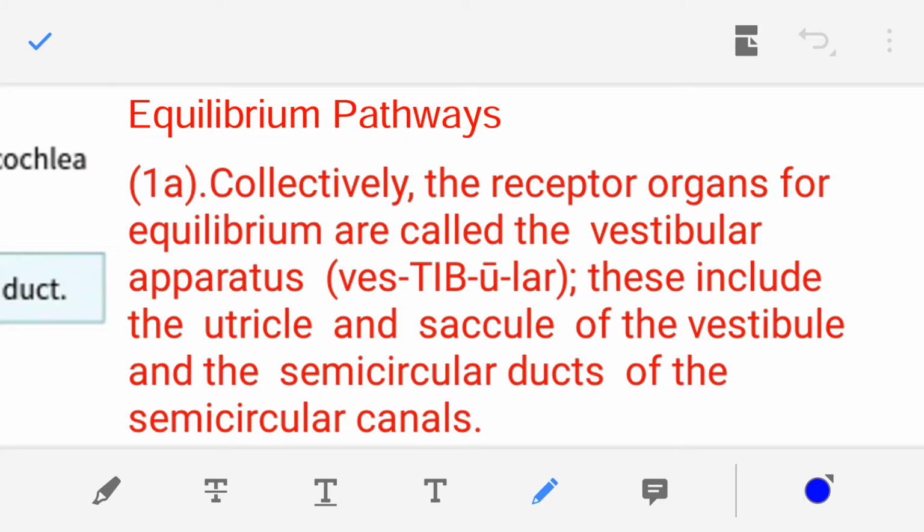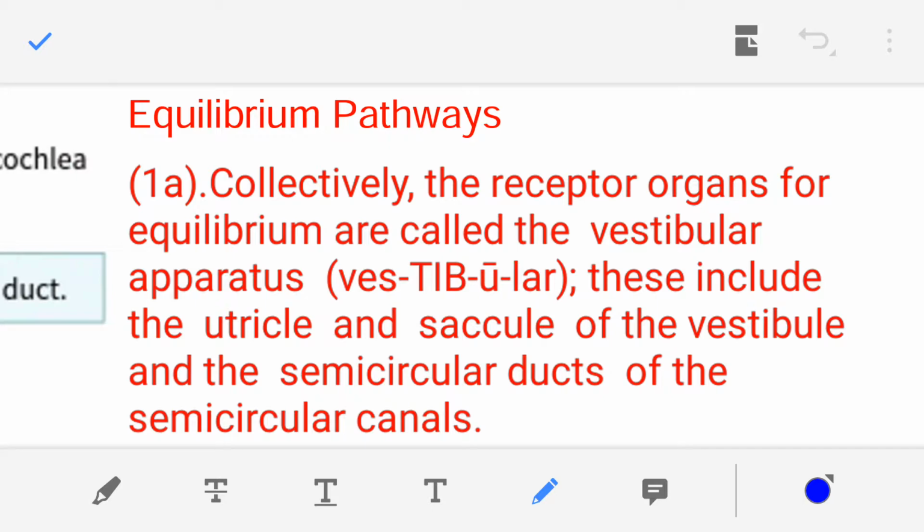I welcome you to the presentation lecture on equilibrium pathways. Now, in this lecture, we are going to discuss the equilibrium process. Equilibrium means the balancing process of our body, how we are balancing our body, and which brain centers are involved in the equilibrium pathway.